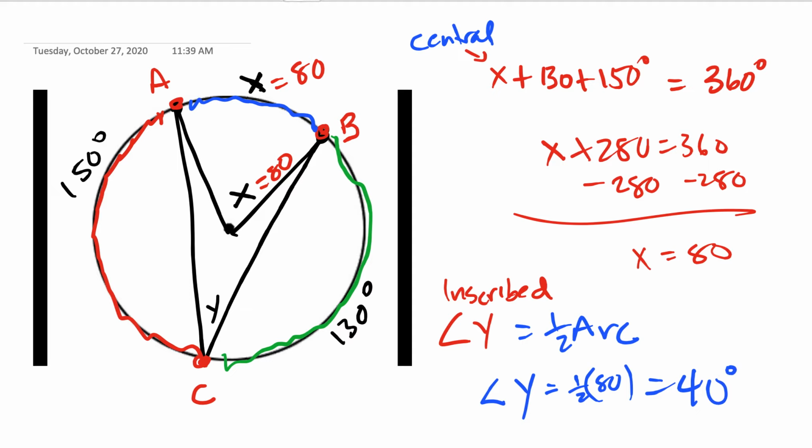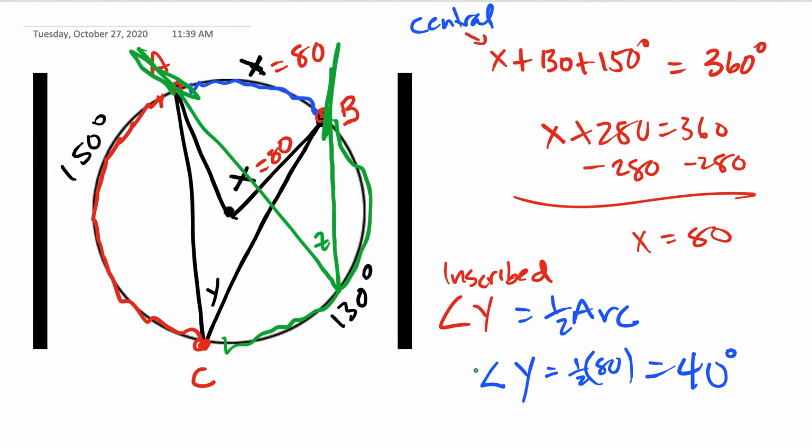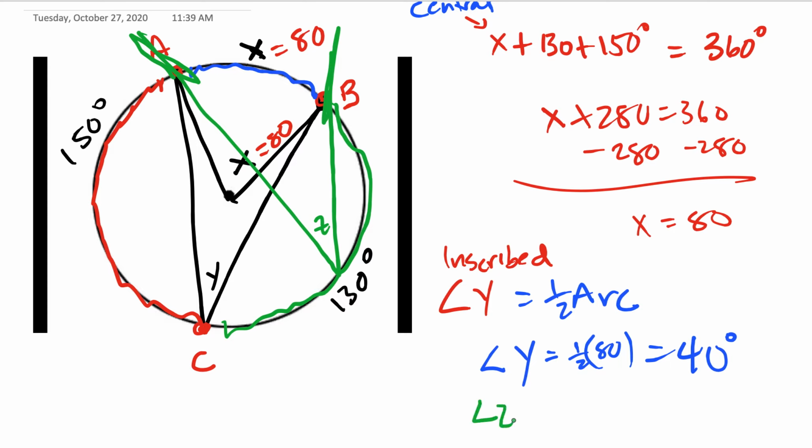So let me add one more thing here. Sometimes you'll have another central angle or another inscribed angle. And the inscribed angle is also cutting off arc AB. If I make the green longer, we can see arc AB is in the mouth of that angle. So if I call that Z, then we know angle Z is going to be the same because it's going to be half the arc, half of 80.